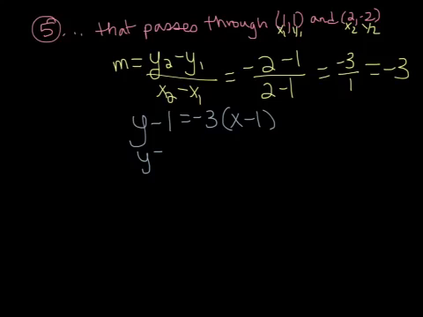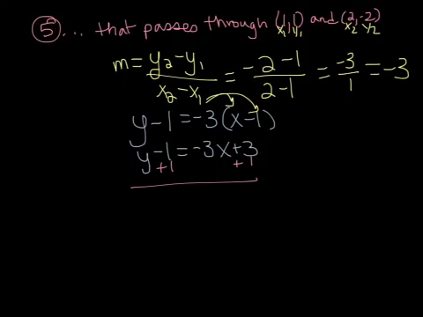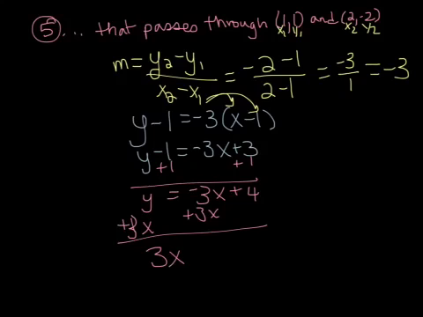So once I do that, I'm going to solve this out using the distributive property. And I'm going to move over my 1. I also need to move over my negative 3x. Oops, I made a mistake. By adding 3x to both sides. And my final answer is 3x plus y equals 4.